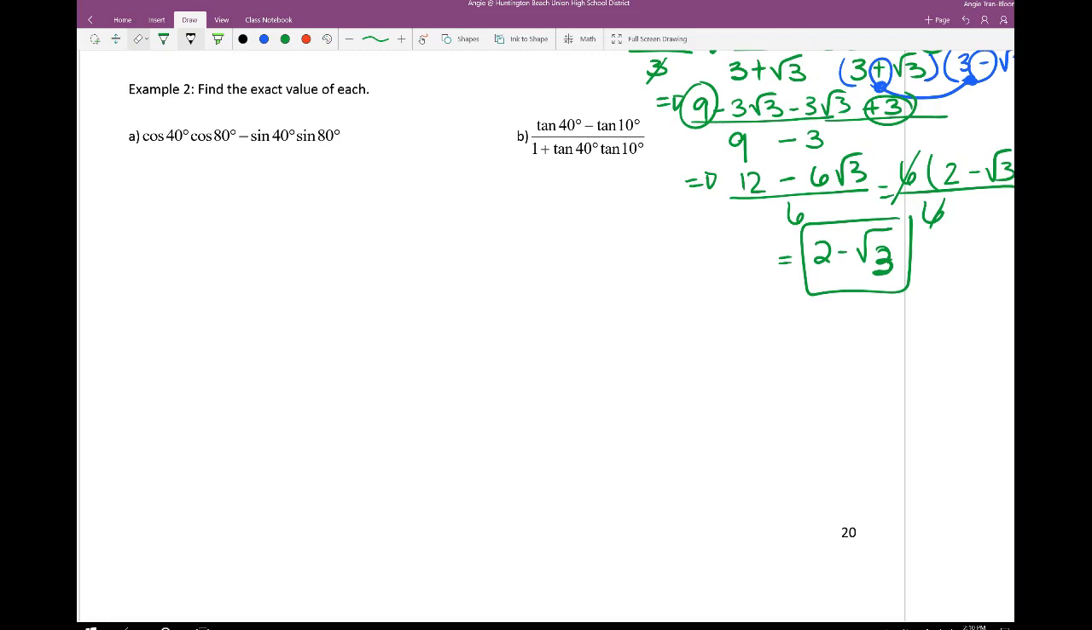We don't know 40 degrees. We know 30 degrees. We know 45 degrees. We know 60 degrees. And we know 90 degrees and all the multiples, right? How do they expect us to find cosine of 40 degrees and cosine of 80 degrees without a calculator?